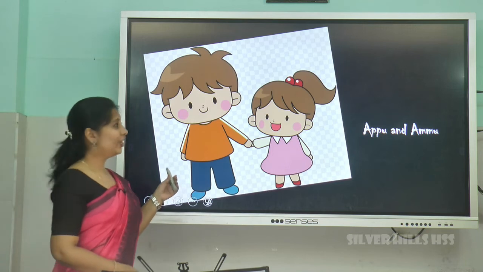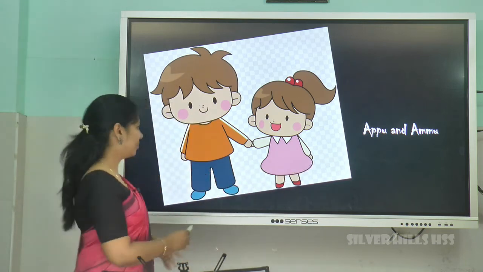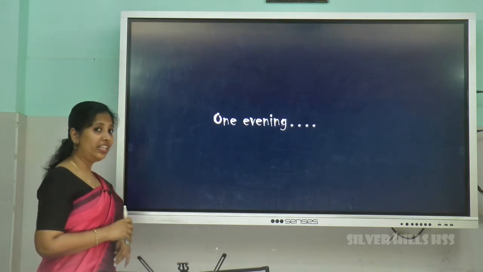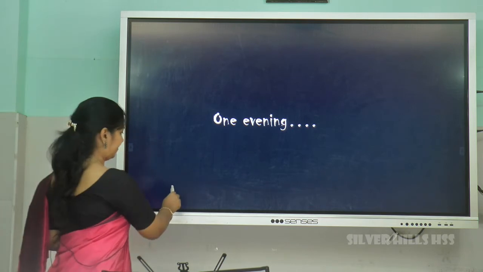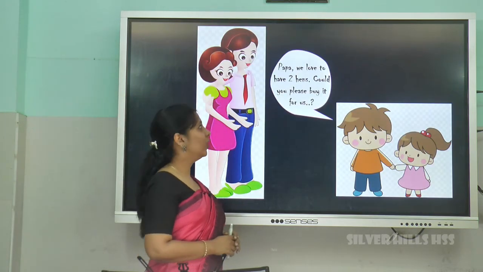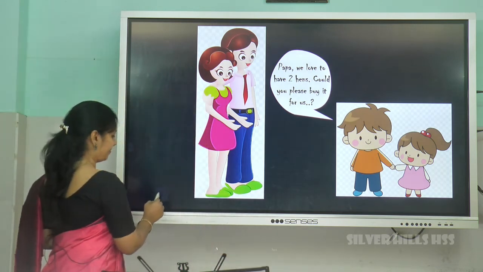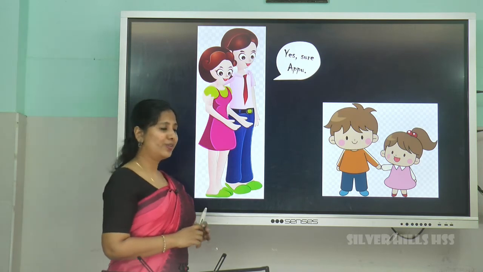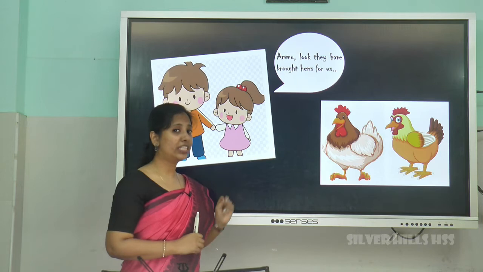Look here, you can see two children, Appu and Ammu. One evening they decided to ask something to their parents. Papa, we love to have two hens. Could you please buy it for us? Appu asked. Yes, sure Appu. And parents brought two hens for them.